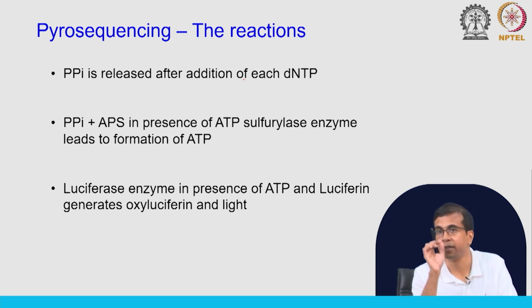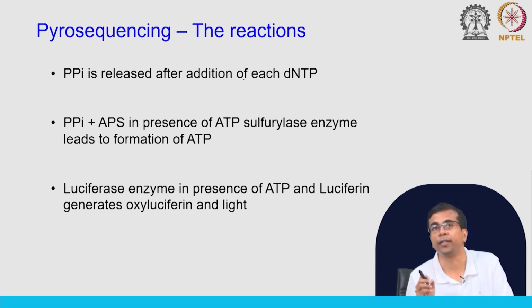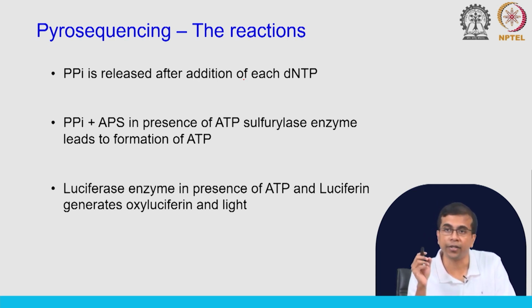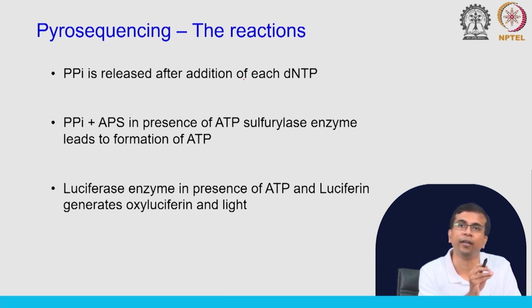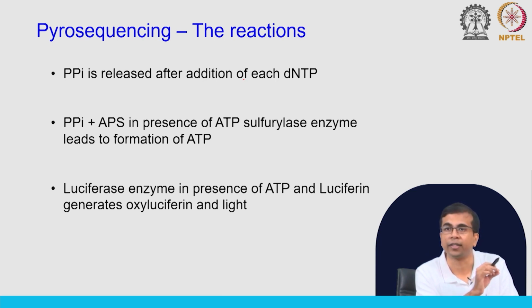So, you can visualize this reaction now. You have addition of one base in the growing strand, the complementary strand that is being synthesized by DNA polymerase. There is an addition of A, and immediately there is a chain reaction. There is a pyrophosphate release that leads to formation of ATP, which is used by the luciferase enzyme to produce oxyluciferin and light. This is a very fast process, and there is a light signal which can be detected by an optical detector.